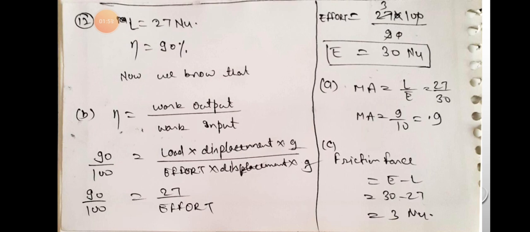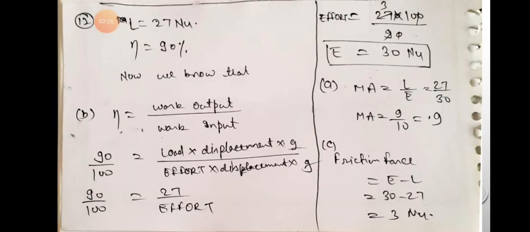Now since we have applied an effort of 30 Newton and we are getting output only of 27 Newton, it means the remaining force will be consumed in the friction. So basically friction force is equal to effort minus load, so 30 minus 27 will be equal to 3 Newton.